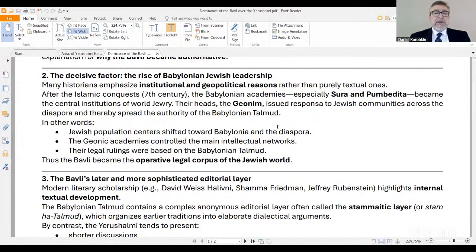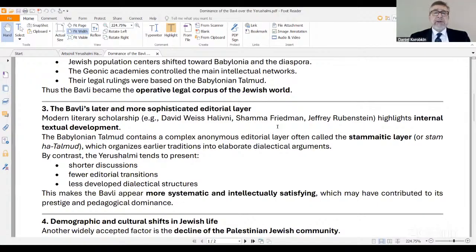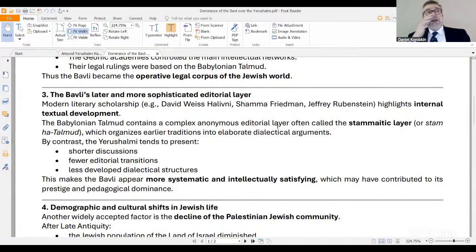In any event, the Bavli's later and more sophisticated editorial layer. Modern literary scholarship highlights internal textual development. The Babylonian Talmud contains a complex anonymous editorial layer, often called the Stammaitic layer or Stam HaTalmud, meaning that when you read the Talmud Bavli, you're reading a narrative text that is not authored. It doesn't say so-and-so said. It's just like, Tashma, come and listen. And one answer is this, v'ibayis eima, or if you want, I'll give you another answer.